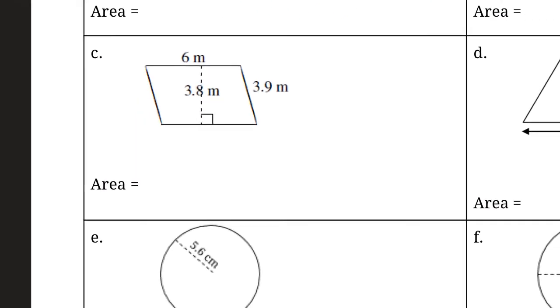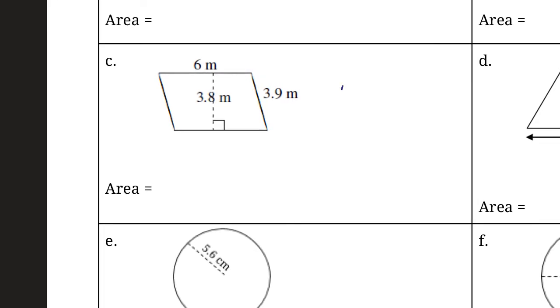So in this case, which lengths do we take? Well, the base, we can assume that this is the base here, right? Or this, they're the same length, right? In a parallelogram, opposite sides are equal. So that's the base. So we know the base is going to be 6, but which one is the height?